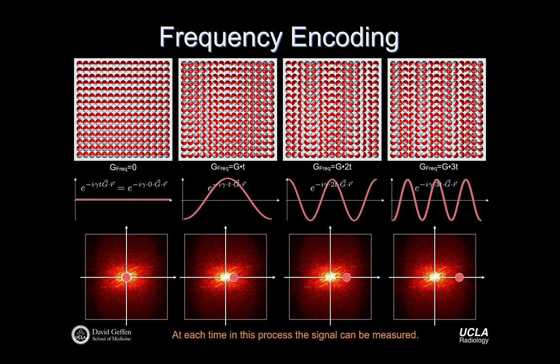Questions about how the gradients are helping us in this case? I'm mostly thinking of this in the continuous fashion, right? Turn on a gradient, we continuously are changing the state of the frequency. But discretely, any one of these could represent an individual phase encoding event as well. Okay, this is hard. This is one of the harder concepts for this class.